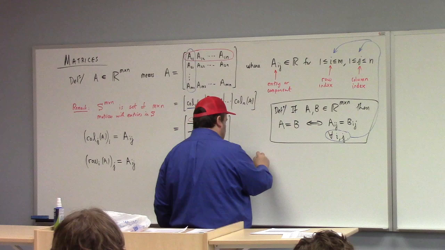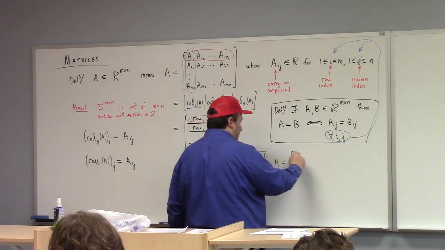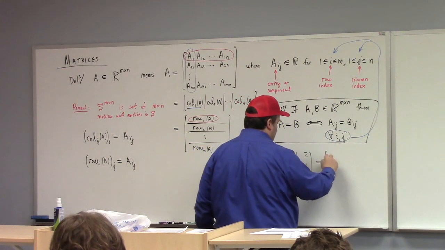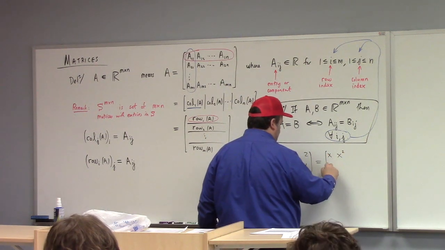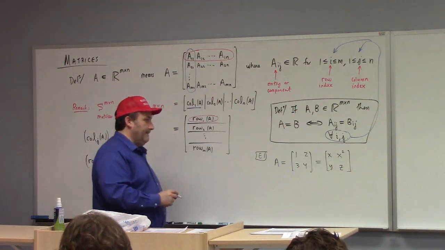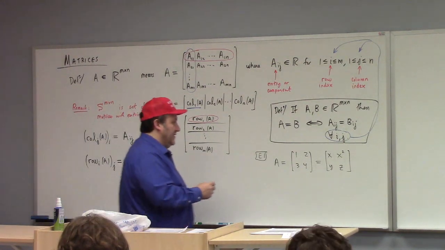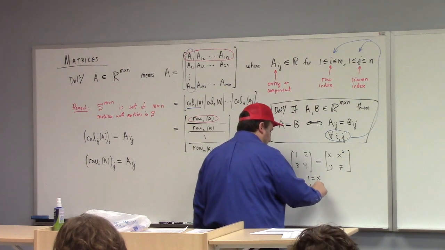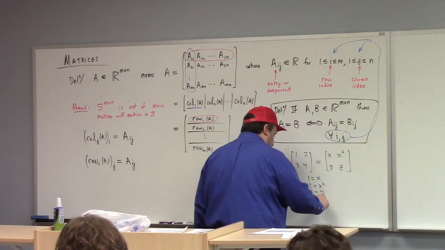So like, if I have A is equal to 1, 2, 3, 4, and that's equal to x, x squared, y, z, what's this tell me? I get 4 equations, right? I get 1 equals x, I get 2 is equal to x squared, I get 3 is equal to y, I get 4 is equal to z, right?